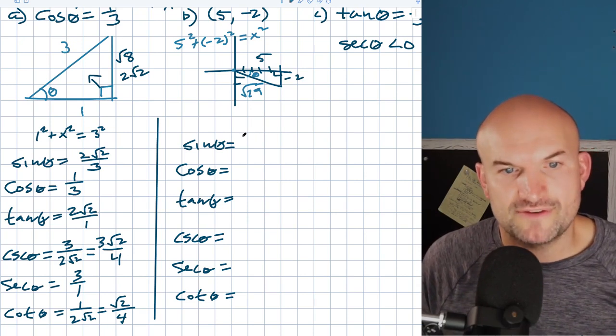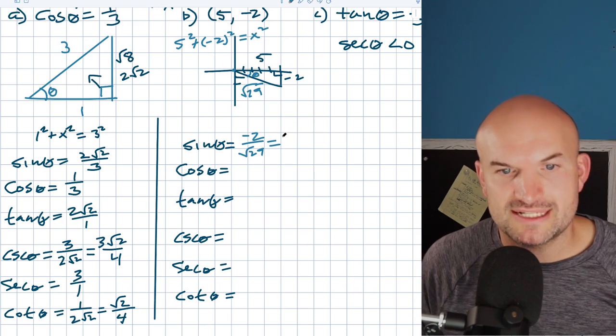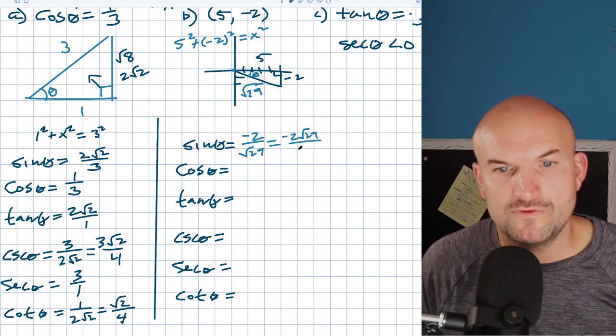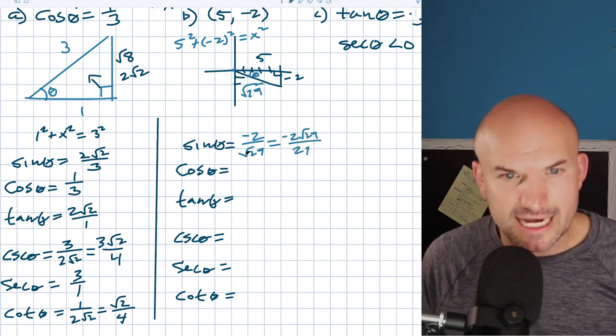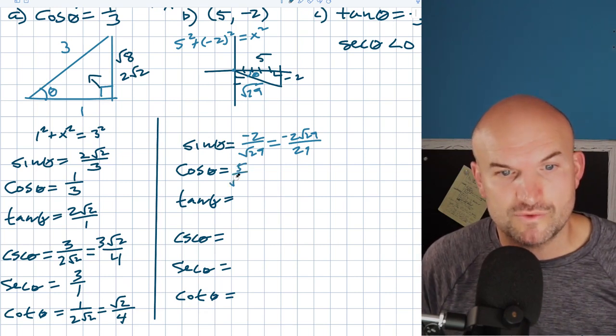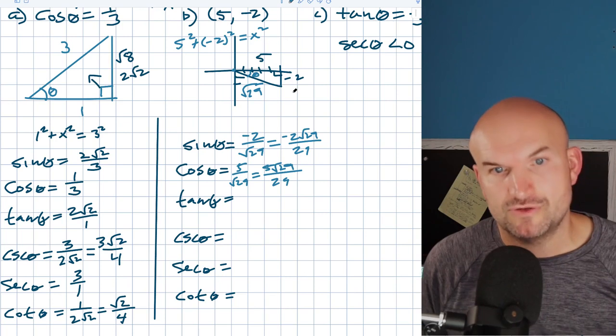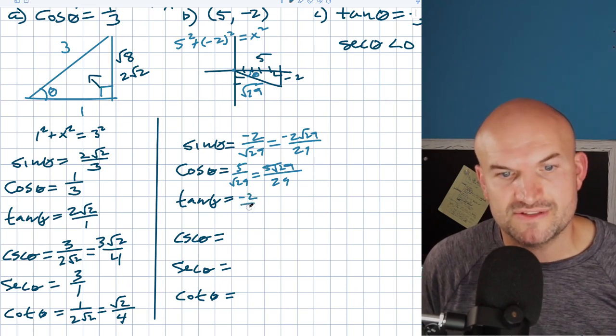So therefore, that's going to be negative 2 over square root of 29, which you can rewrite as negative 2 square root of 29 over 29. Cosine is adjacent over hypotenuse, so that's going to be 5 over square root of 29, which again is 5 square root of 29 over 29. Tangent is opposite over adjacent, so that's negative 2/5.